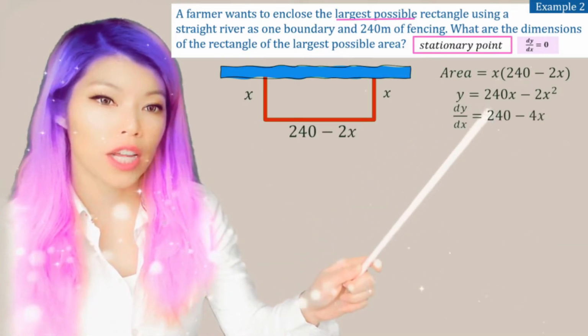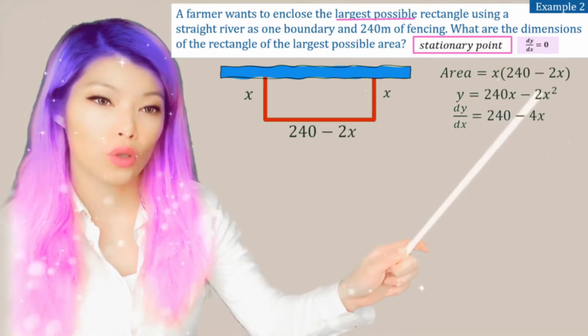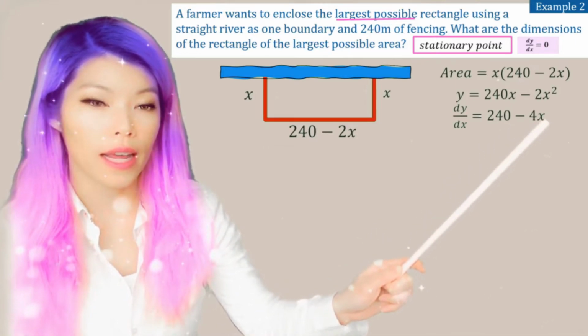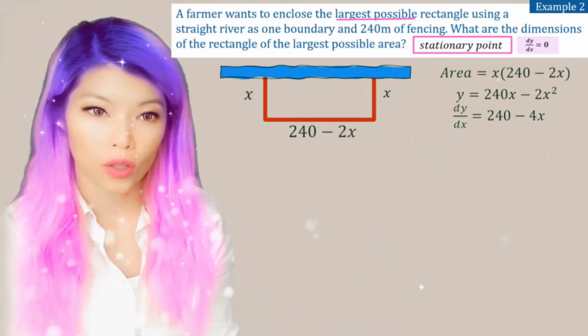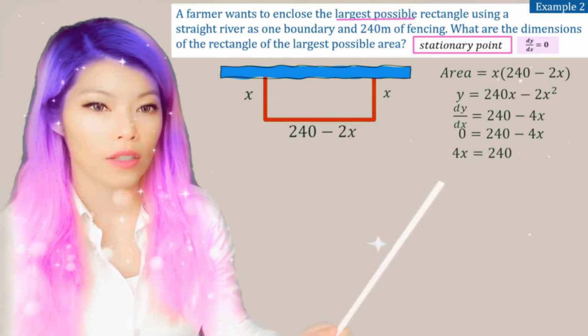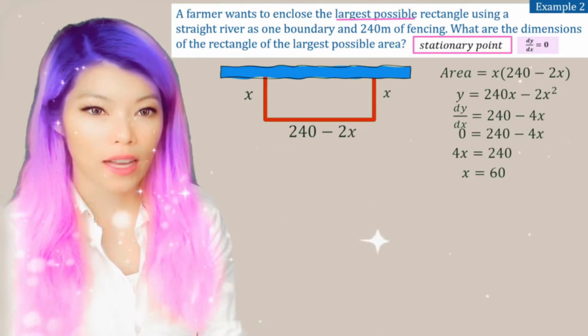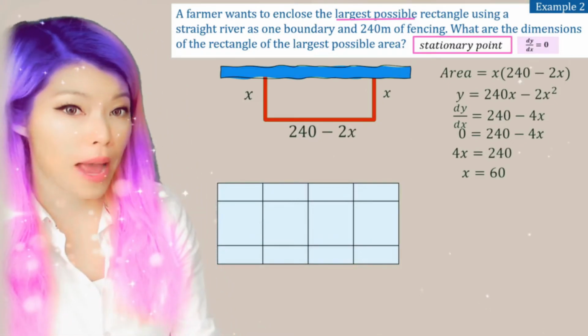So differentiating that, we obtain 240x becomes 240, and minus 2 times 2 is minus 4, and x to the power of 2 minus 1 is 1. So letting that equal to 0, we bring the 4x to the left, dividing both sides by 4, we obtain 60. So x is 60, but is that a maximum area?